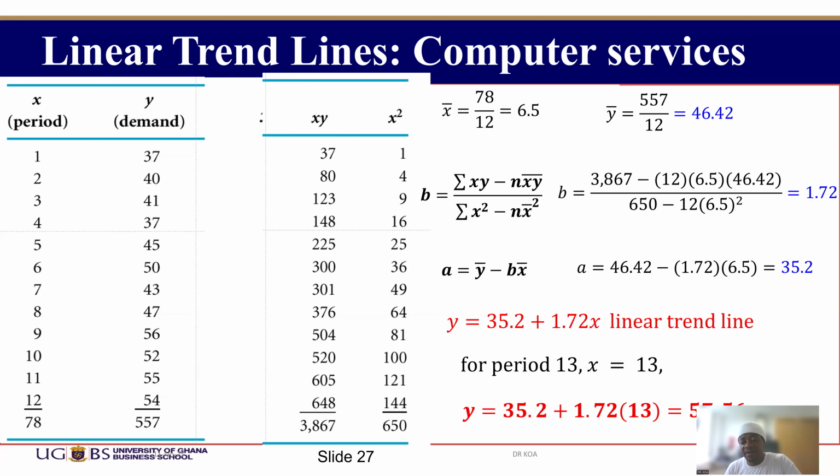And ladies and gentlemen, when you carefully check it, you will notice clearly that this is in line with what we have here. Because if you look at this, we had 52, 55, 54. Now we are getting 57 for the period 13, which makes sense. It's within those parameters. So based on the linear trend line, we are able to predict for period 13.